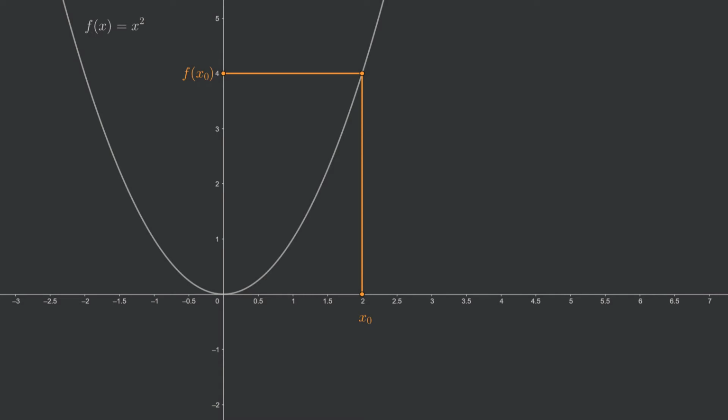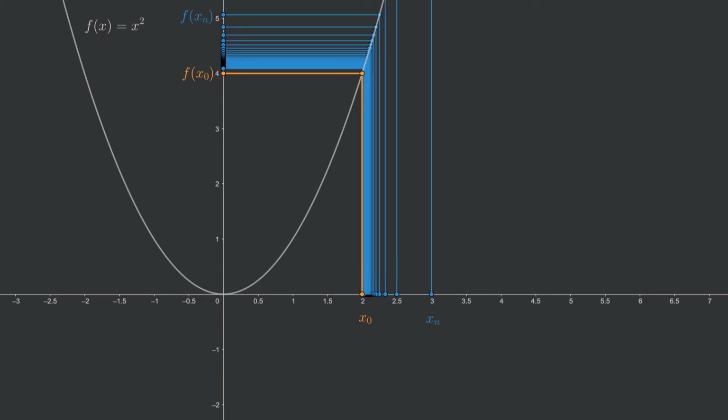Now we choose a sequence of points, which we call xn, on the x-axis, which converges to x0. Now for each member of that sequence xn, we also mark the function value f of xn on the y-axis. And again, we illustrate the mapping process by drawing lines.